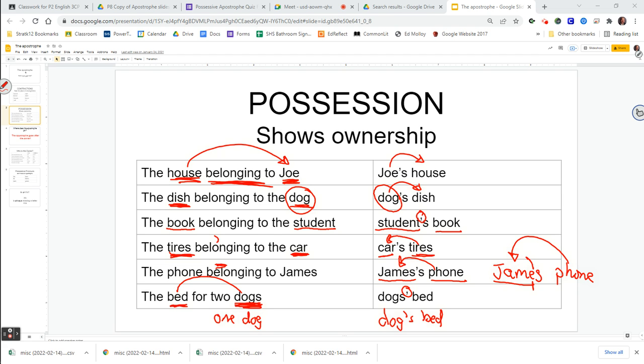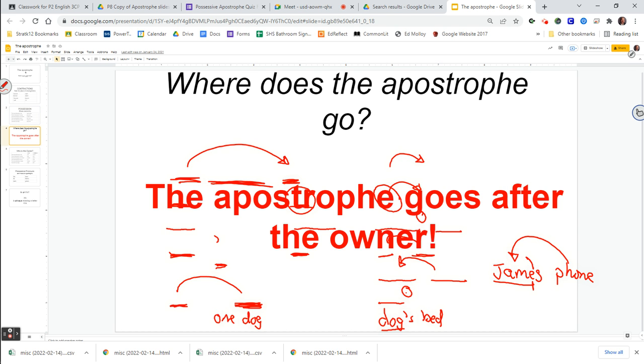Notice you can tell the owner here is two dogs because the apostrophe goes after, and the owner there is one dog because the apostrophe goes after. Any questions? Okay. Oh, need to get rid of the whole thing again.